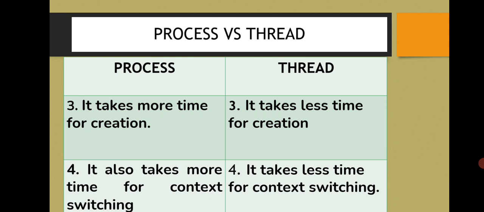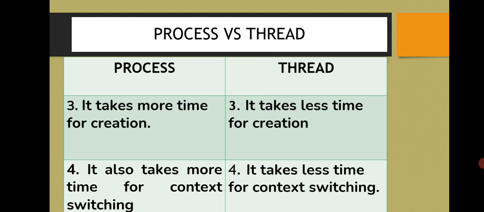Now what is context switching? Context switching means this is one of the important terms of process. Context switching refers to a method or a technique which is used by the operating system to switch processes from a given state to another state. That's why whenever a process switches from one state to another state, it takes time.